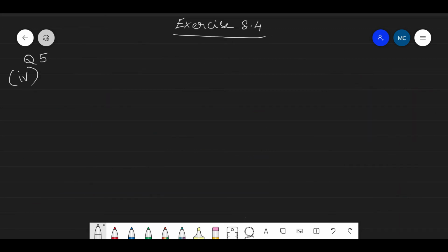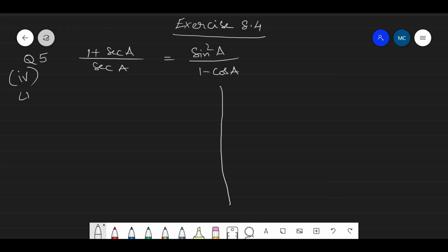The next bit in this is 1 plus secant A by secant A is equal to sin square A by 1 minus cos A. So this problem can be better done by doing LHS and RHS separately. Now we will take LHS and we will see what is there. LHS is equal to 1 plus secant A by secant A.